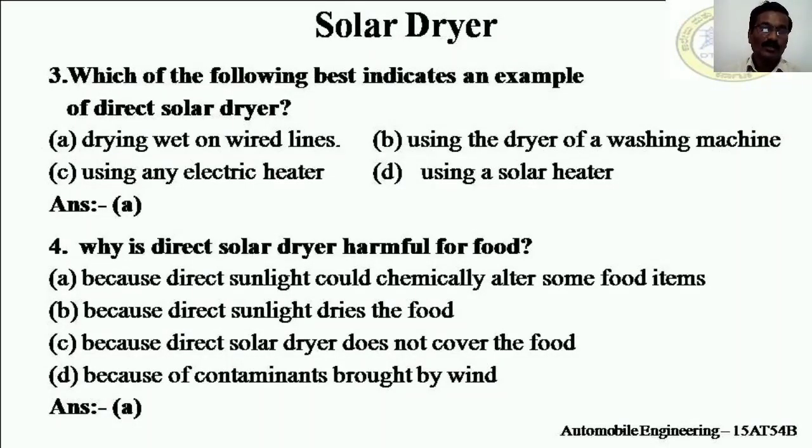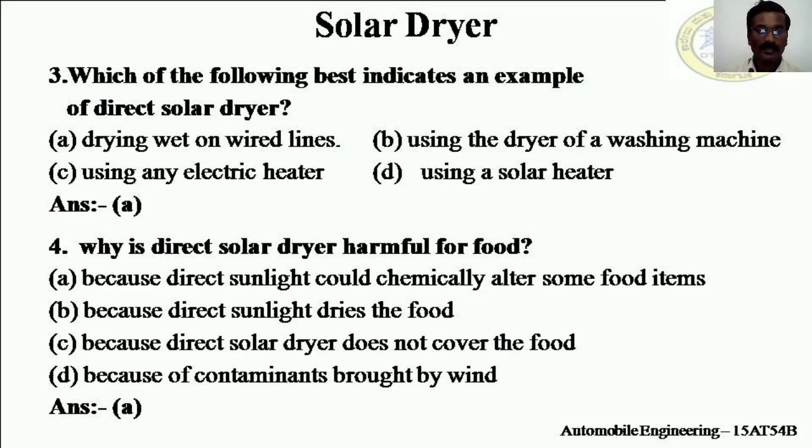Next one is, which of the following best indicates an example of a direct solar dryer? A, drying wet cloth on wire lines. B, using the dryer of a washing machine. C, using electric heaters. D, using a solar heater. The question itself says direct solar dryers. Which one is the correct answer?